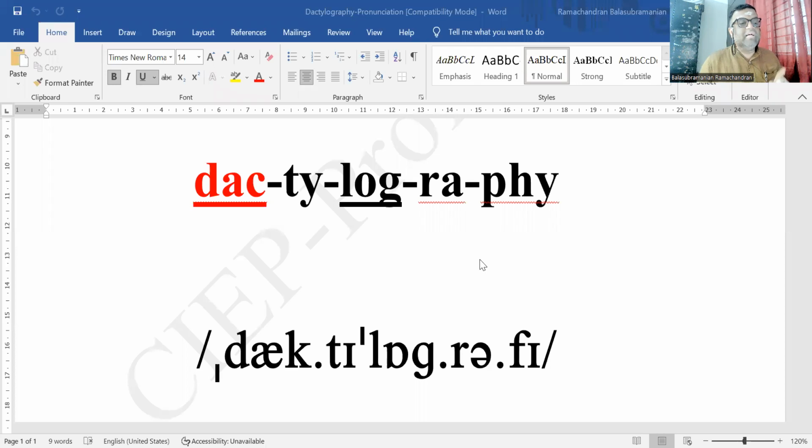So the word for today is, let me share screen again, dactylography. Usually we have a tendency to introduce a sound here, between T and E and L, but it's dactylography. Dactylography. So please keep practicing this word.